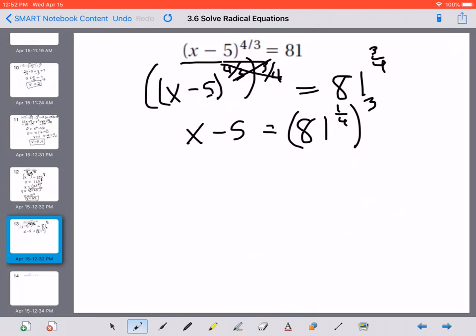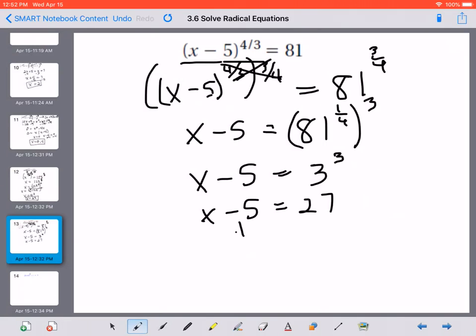Now the 4th root of 81, I believe, is 3. You can double check that on your calculator. The 4th root of 81 is 3, to the 3rd power. So that would be x minus 5 is equal to 27. Add 5 to both sides. So that's x equals 32.